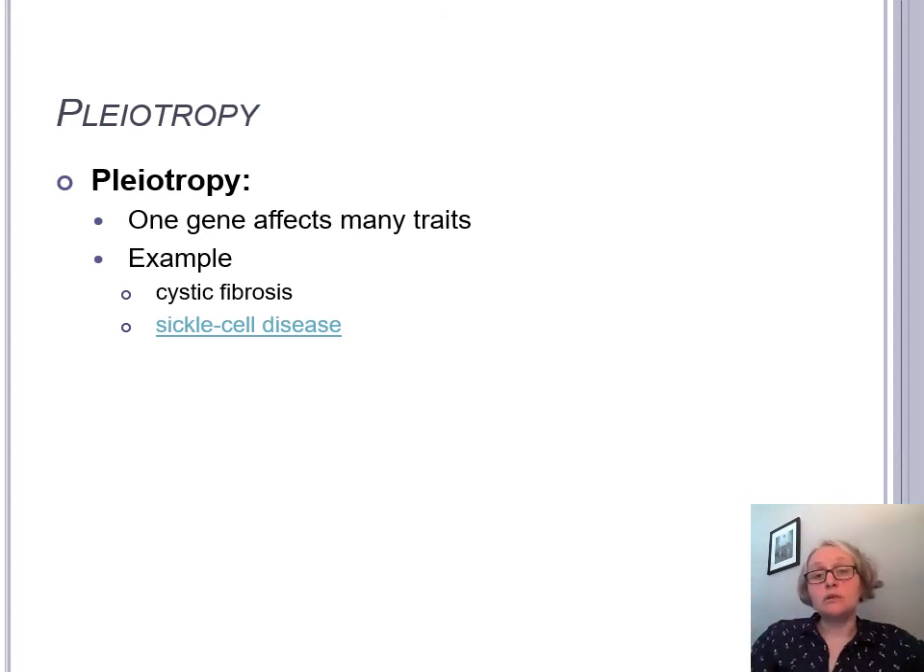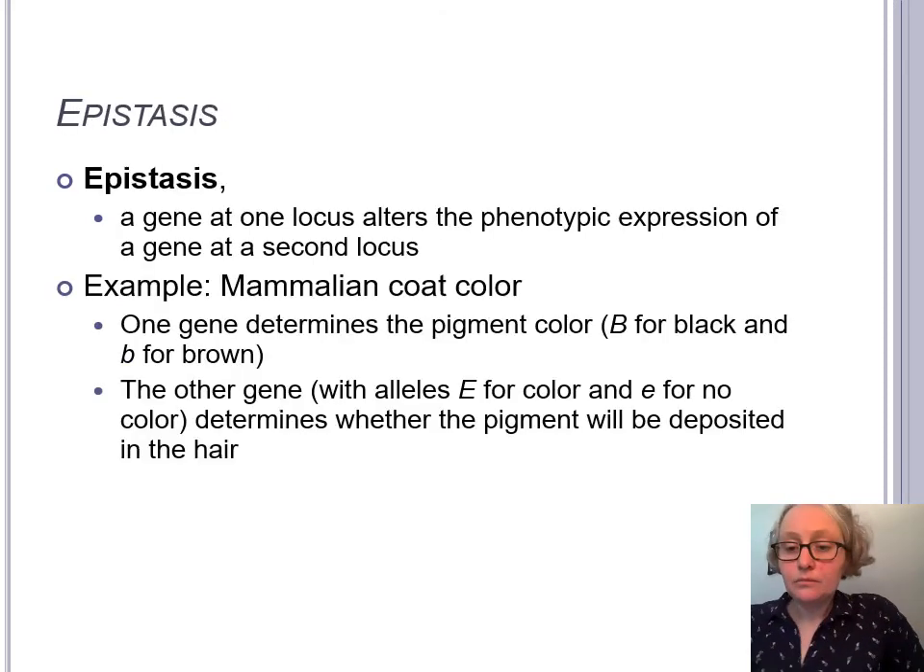So somebody with sickle cell disease, they're going to probably have organ damage. They're going to have jaundice. They're going to have painful muscle aches. They may have liver damage. They may have organ damage, right? All of those bad things are traced back to just one gene. So you've got this one gene influencing many traits, and this is called pleiotropy, where one gene influences many traits.